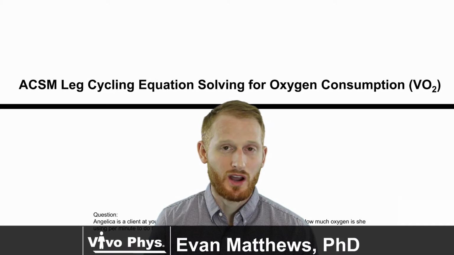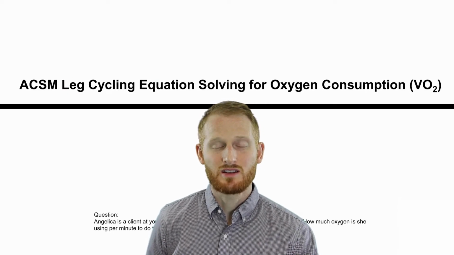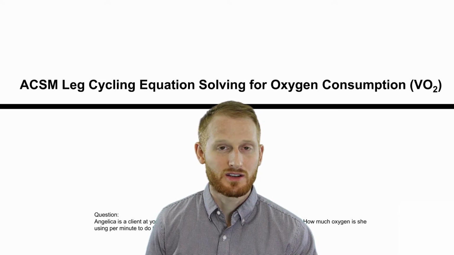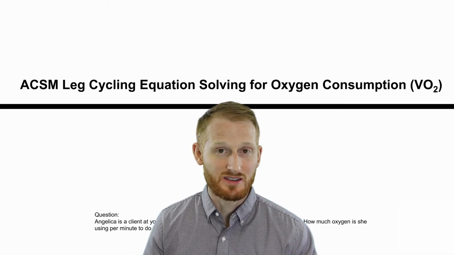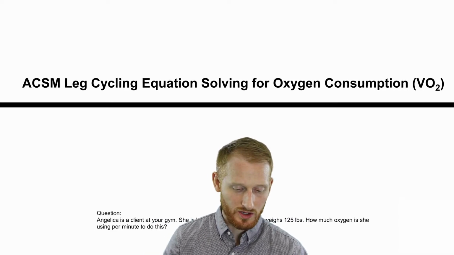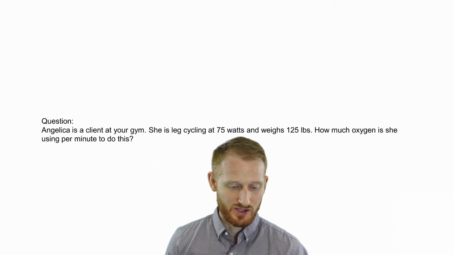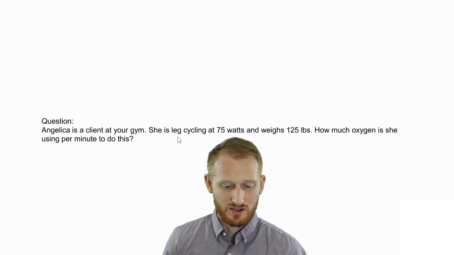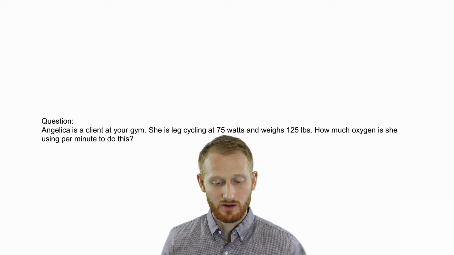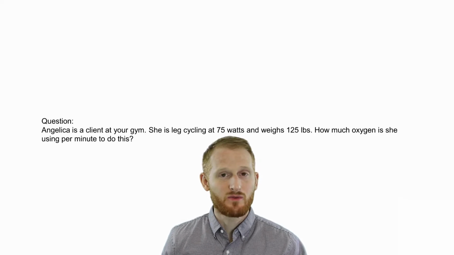I'm going to be showing you how to use the ACSM leg cycling equation in order to calculate oxygen consumption from exercise bikes. So we're going to use a question to help us frame all this. Angelica is a client at your gym. She's using the leg cycling ergometer to exercise at 75 watts and she weighs 125 pounds. So how much oxygen is she using in order to do this exercise?